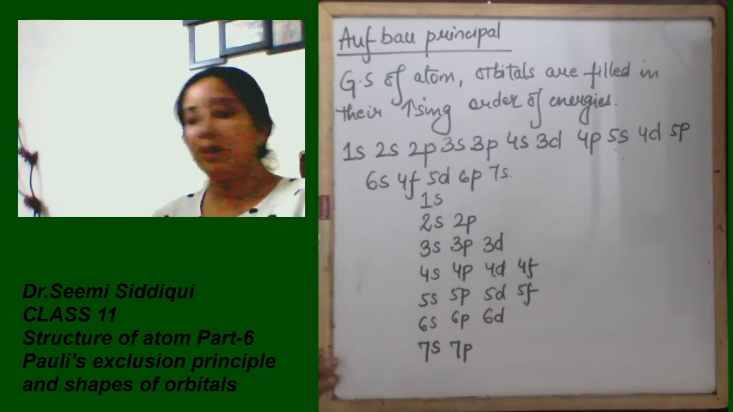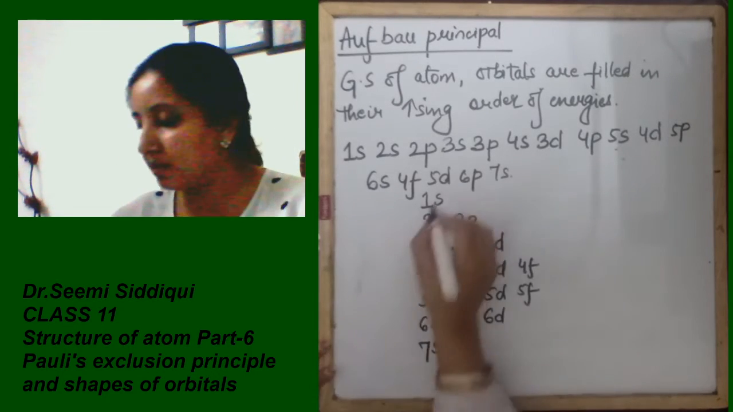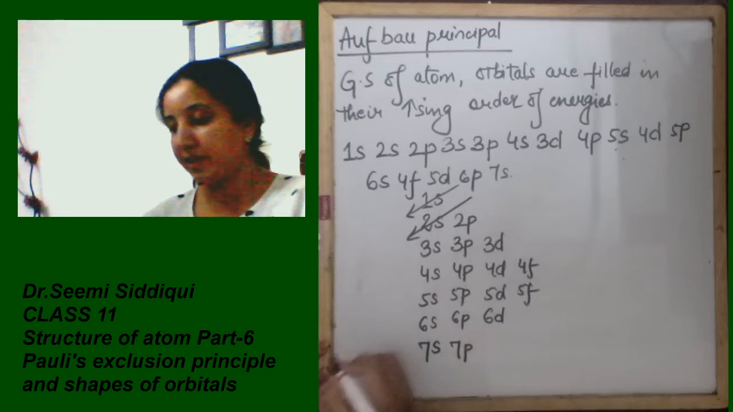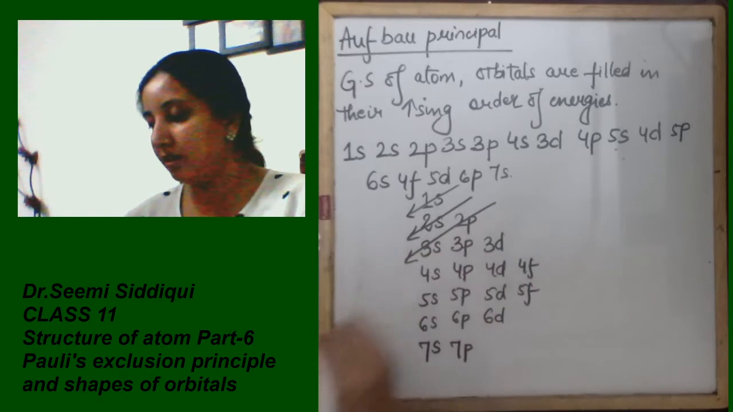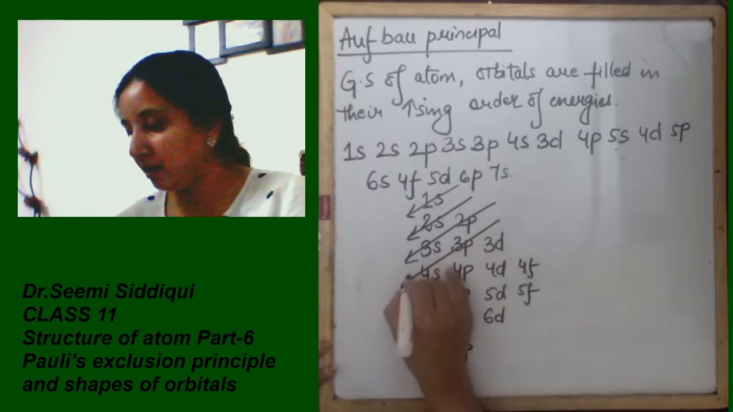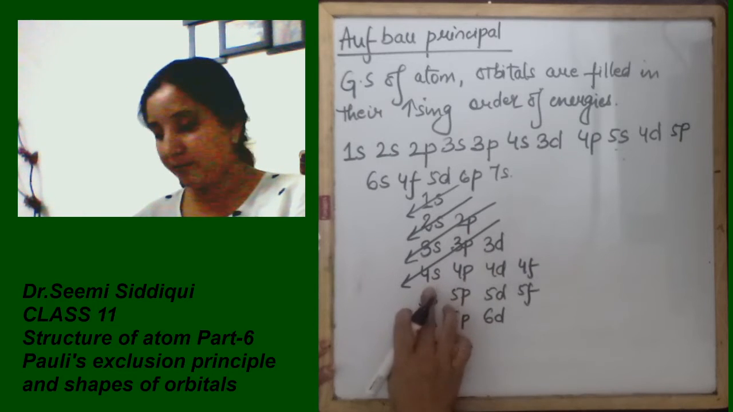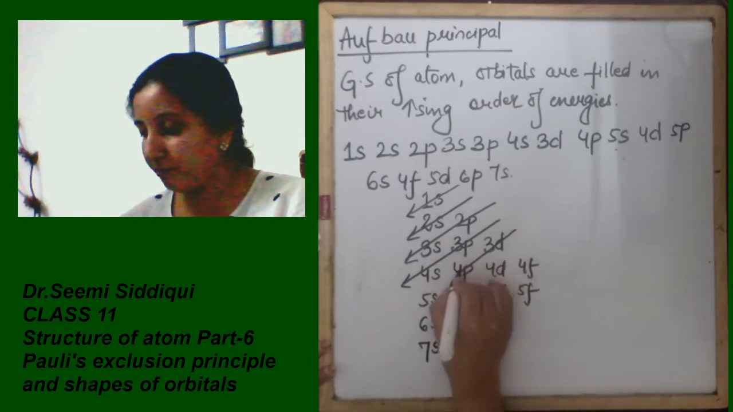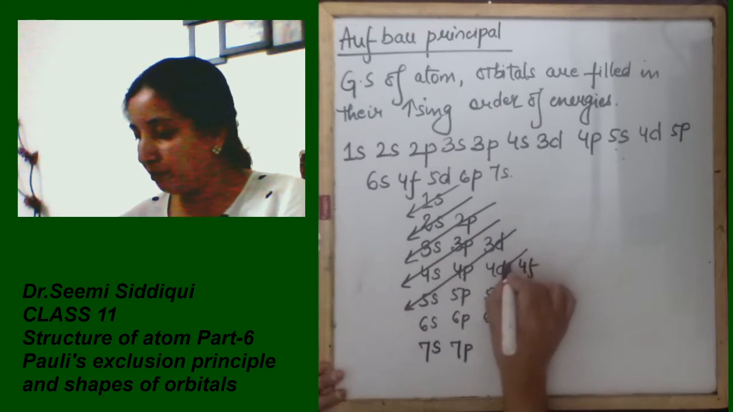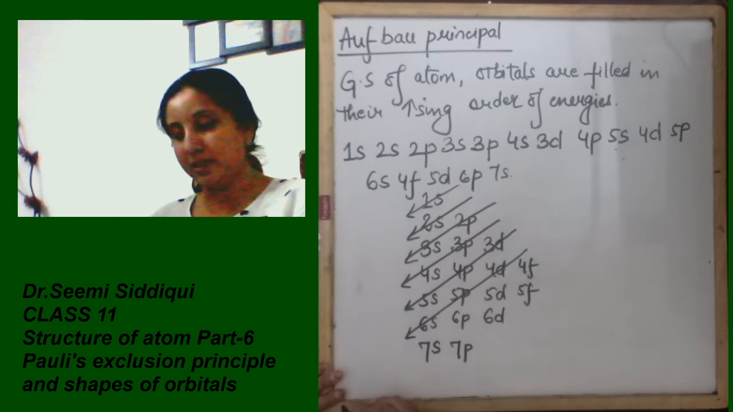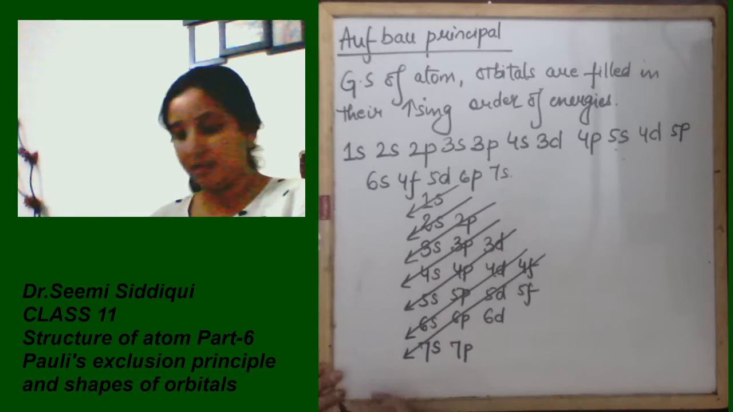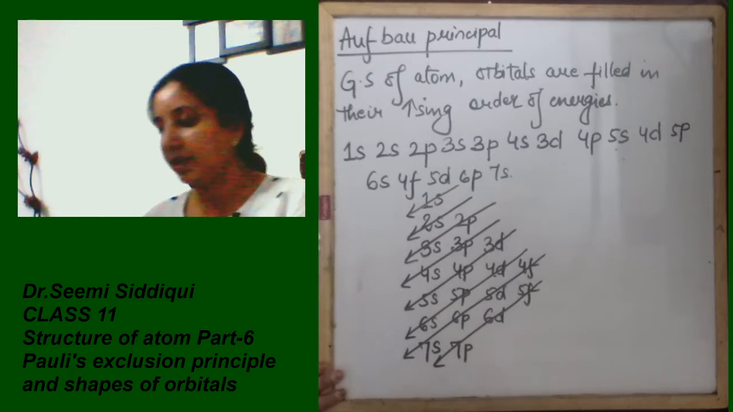Okay, now let's look how the electron filling takes place. The 1s will fill first, then the 2s, then 2p will fill, and then 3s will fill first. Okay, then 3p will fill, and then 4s. After 4s, 3d, 4p, 5s will fill. Then after 5s, 4d, 5p, 6s. Then after 6s, 4f, 5d, 6p, 7s. And then 5f, 6d, 7p.